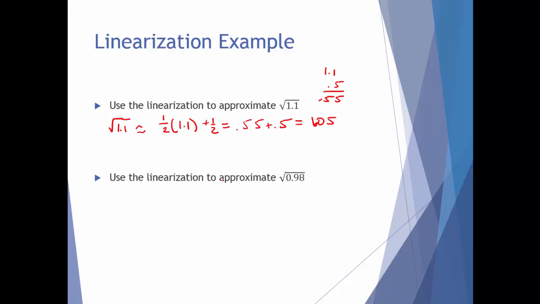Similarly, if we want to use that linearization to approximate the square root of 0.98, the square root of 0.98 should be about equal to 1/2 times 0.98 plus 1/2, which again, it's actually not that complicated a calculation to do by hand. It's just 0.99. Okay? So those are approximations using the linearization.